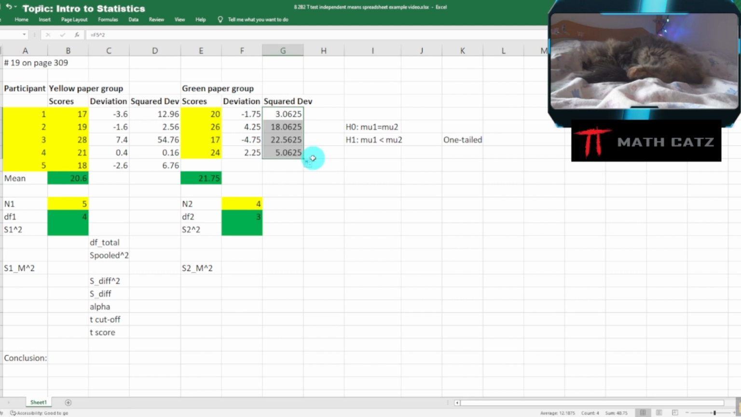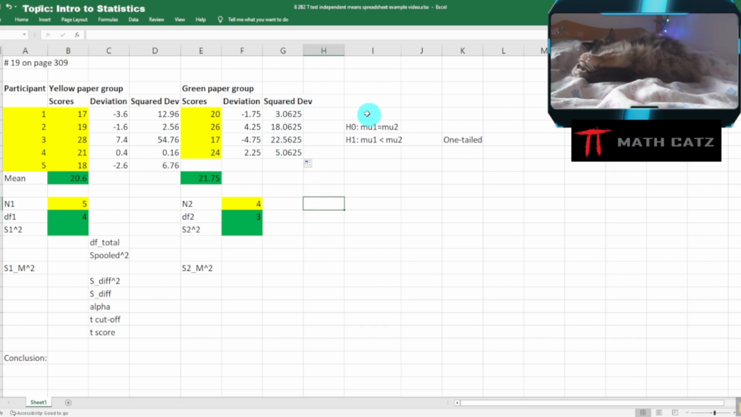Copy those down. And of course, perhaps you feel like I'm going too fast at certain places. Of course, you can just slow down the video, scroll back and forth. You have those options available to you, so feel free to use them. So now I have the squared deviations.